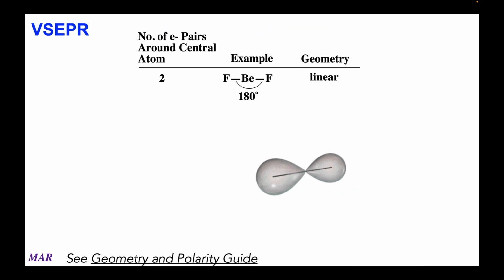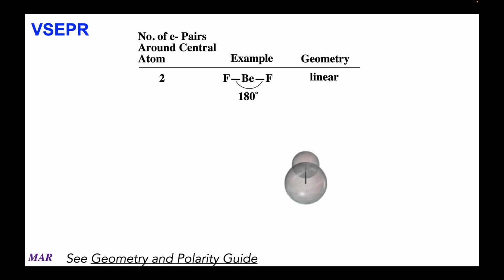So if you have two pairs around a central atom, they want to be as far apart from each other as they can. And a great example of this is beryllium difluoride, BeF2. So the F atoms want to be as far apart from each other as they can. They're going to take up 180 degree positions. And this would be a linear relationship. The F-Be-F angle would be 180. That keeps the fluorines as far apart as possible.